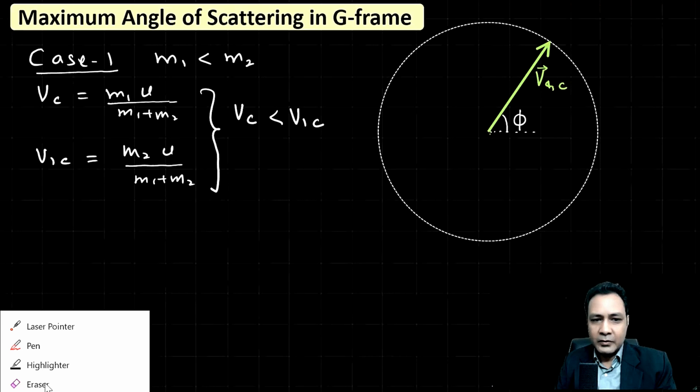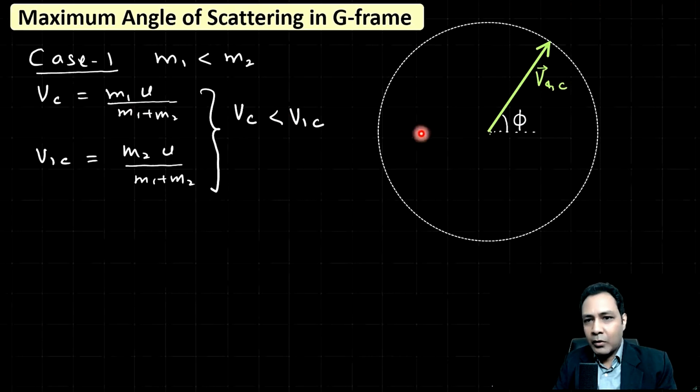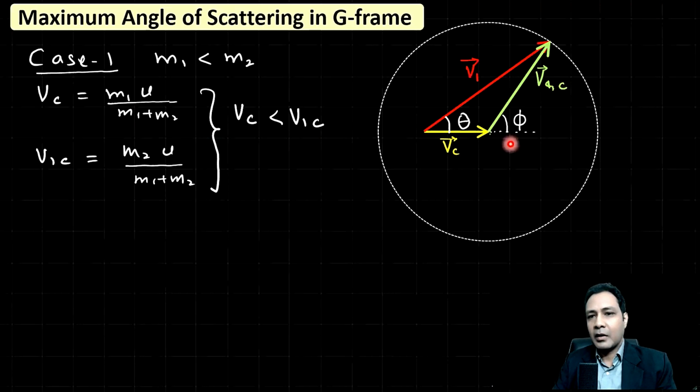VC vector was along the x-axis, so VC vector would be here. But because the magnitude of VC is less than V1C, the VC vector will lie totally within this circle like this, and we add VC and V1C to get V1.